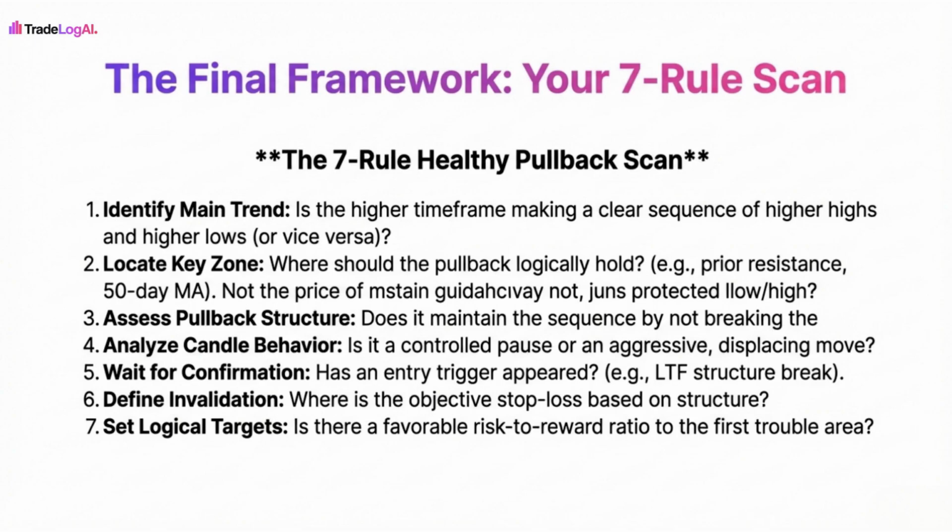Here is your repeatable process. 1. Identify the main trend on the higher time frame. 2. Locate the key zone where it should hold. 3. Confirm pullback structure is intact. 4. Read candle behavior, controlled or aggressive. 5. Wait for a trigger. 6. Define invalidation clearly. 7. Set logical targets and make sure RR is favorable to the first trouble area. If any step fails, you pass.